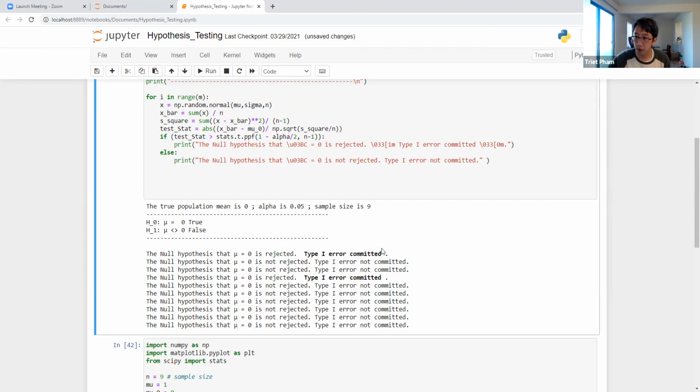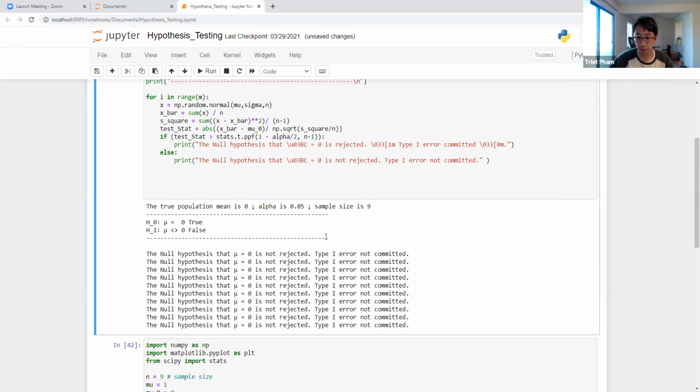Right here, for example, 2 type 1 errors have been committed. Again, these things are random. So alpha equals 0.05. Out of 100 samples, we expect that 5 of them are rejected wrongly. But here, with only 10 samples, it's hard to say. So pay attention to how the type 1 error sometimes appears, sometimes not, and at different samples.